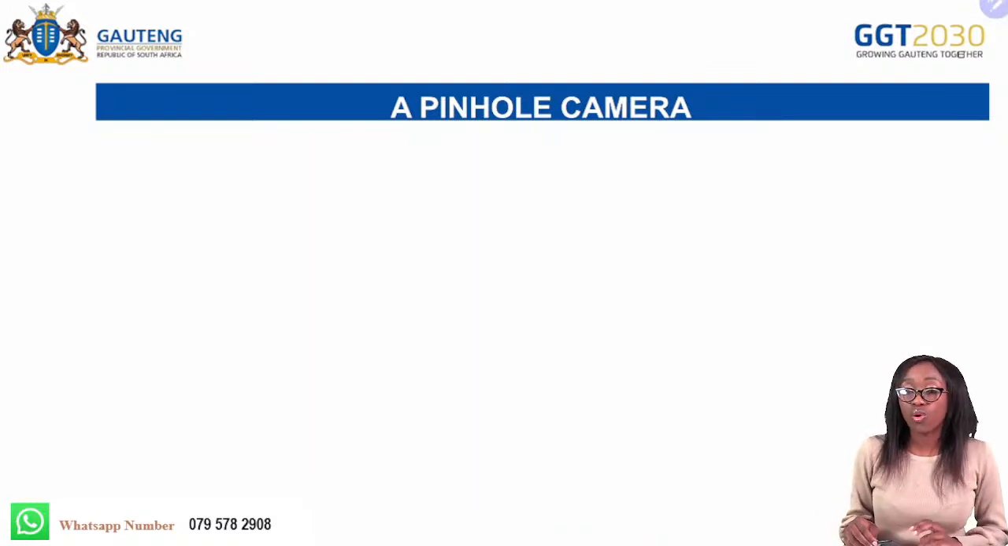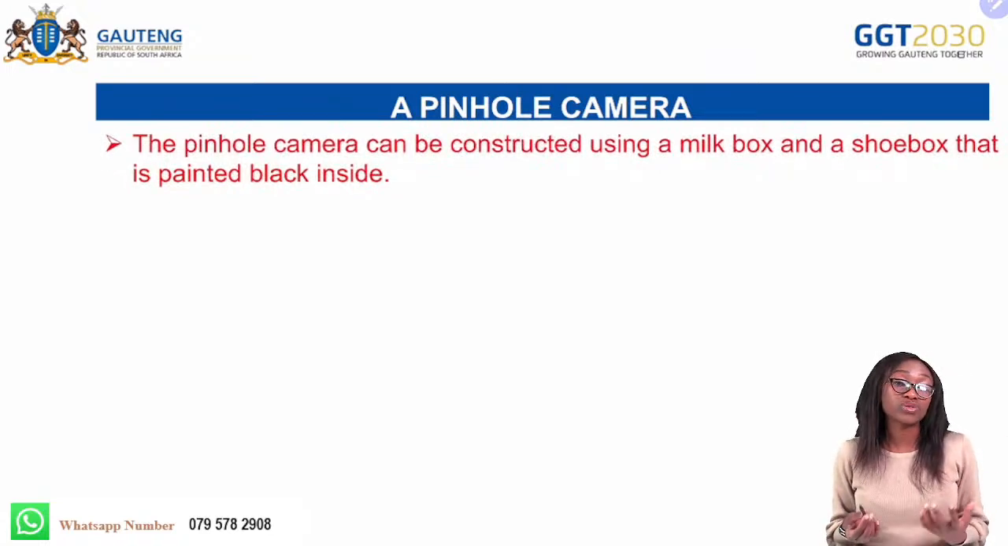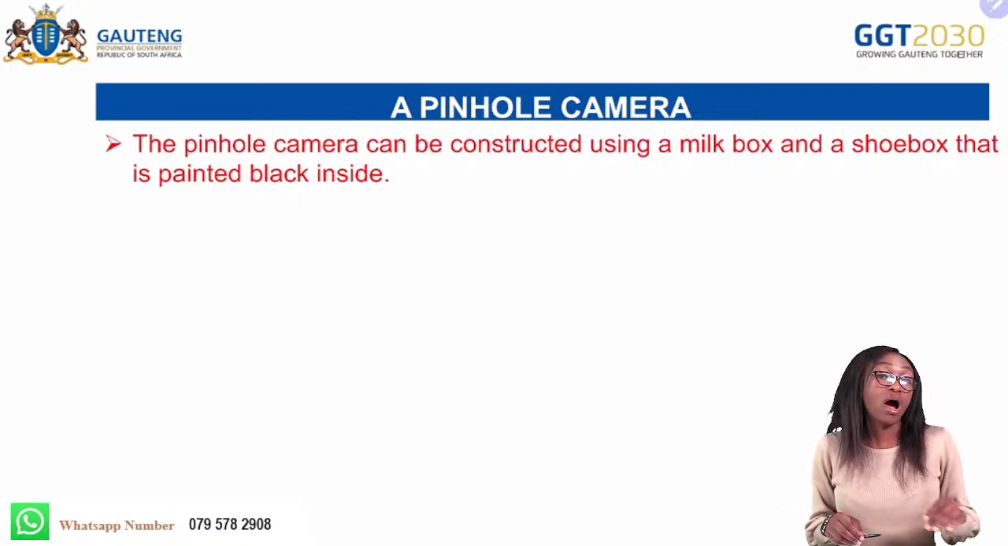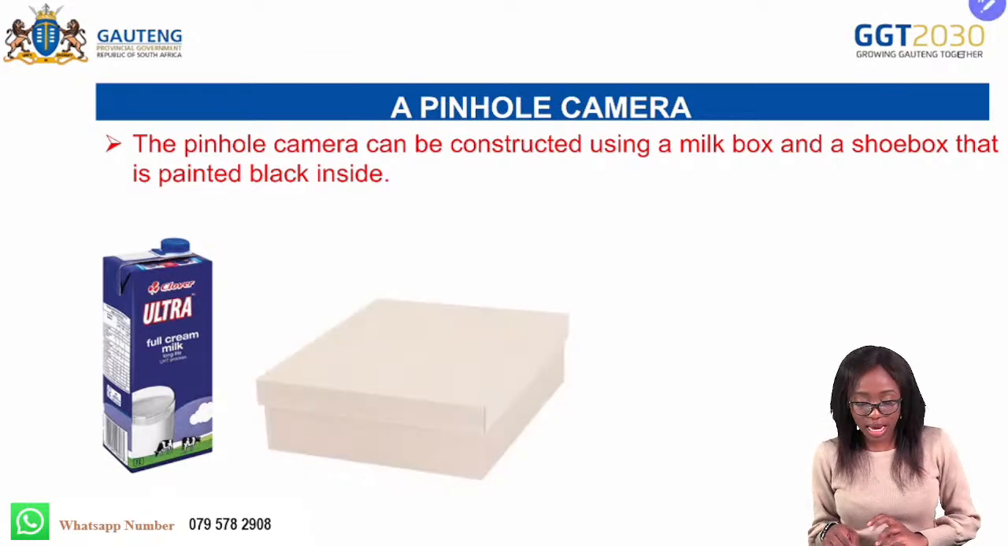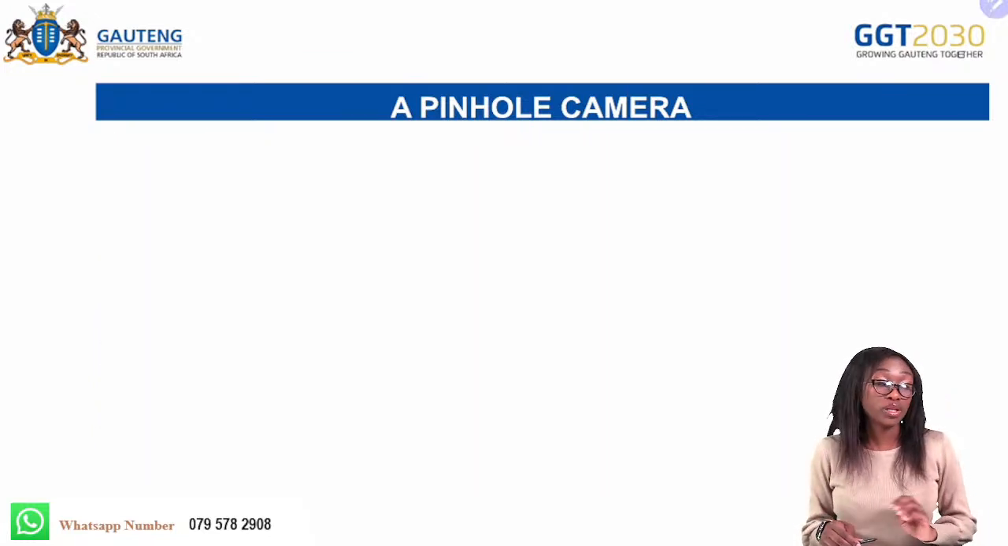So let's talk more on the pinhole camera. How can we make a pinhole camera? You can make a pinhole camera using an old milk box and a shoe box, and then make sure that they are painted black on the inside. So we've got a milk box there and we've got an old shoe box. So that's how you can make a pinhole camera.